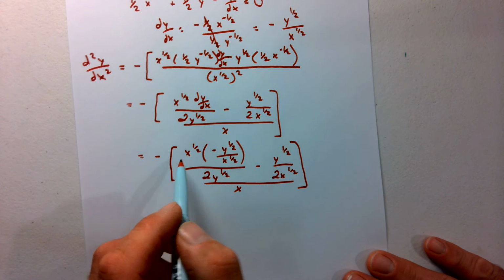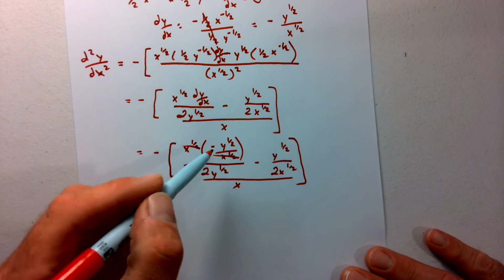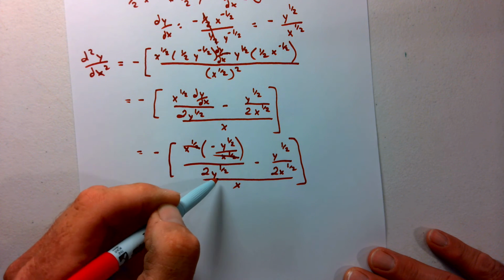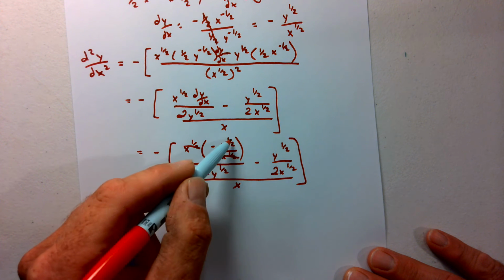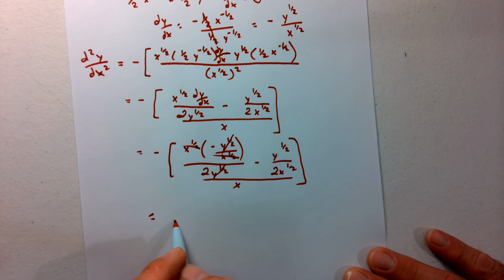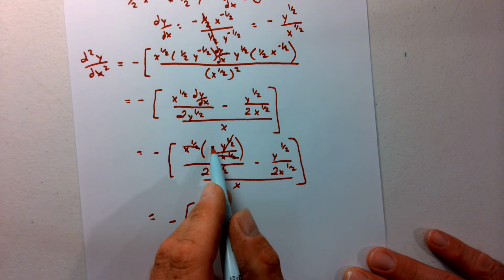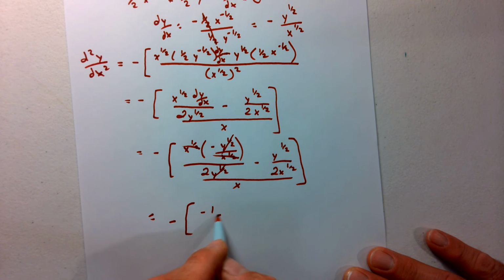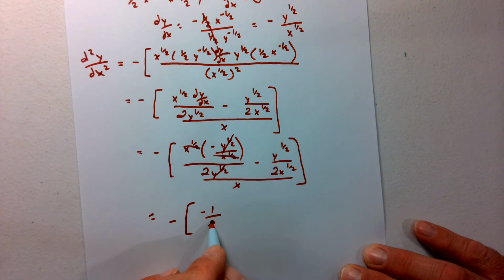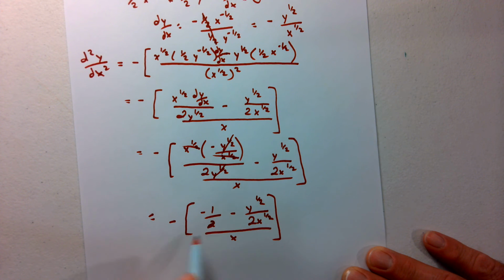Alright, so hopefully you saw that the x to the 1/2 will cancel each other out. So we're left with negative y to the 1/2 over 2y to the 1/2. So the y to the 1/2 will cancel as well. So we have the negative of, well, this kind of looks nasty up here, but we just have a negative 1 up there over 2. Oh, that's over a 2. Minus y to the 1/2 over 2x to the 1/2, all over x.